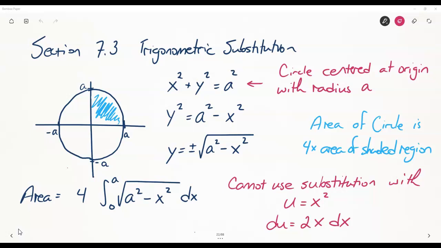And we said that we can find the area of the whole circle if we just take the area of the shaded region, which is this integral evaluated between 0 and a, and we just multiply that area by 4. If we can take advantage of symmetry, a lot of times that's helpful because it can make the work a little easier.